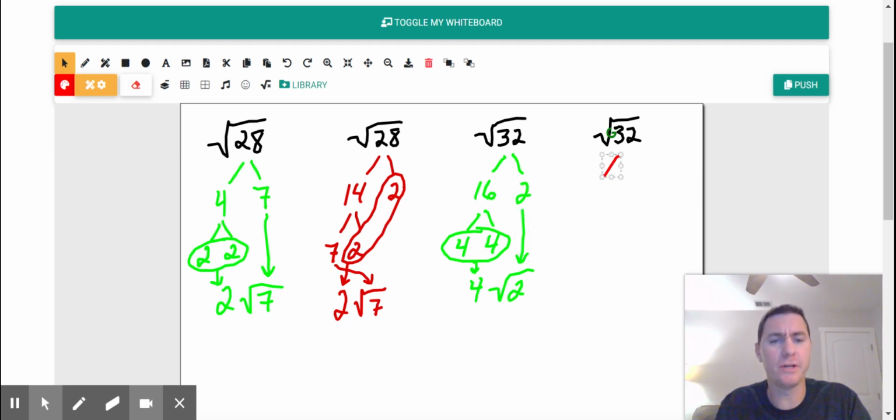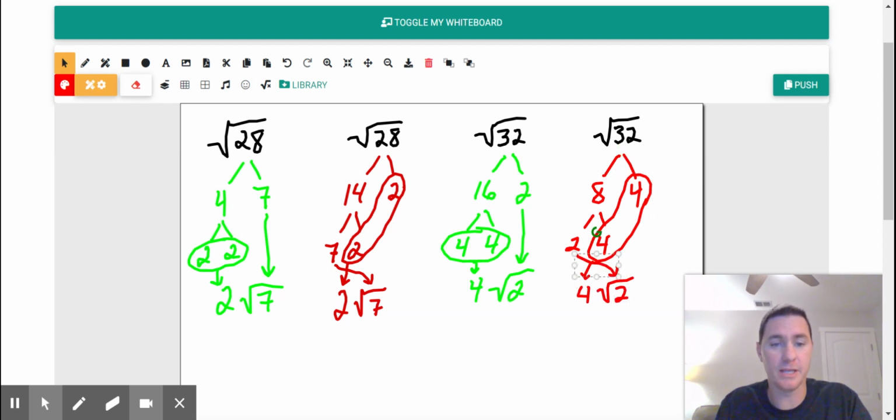But what if we saw 32 and we split it up differently? What if we went 8 times 4? Well, that works out for us because 8 is 2 times 4. And look at that. We've got a pair of 4's. So we circle our pair of 4's. That goes on the outside. What's left? The 2 stays on the inside.